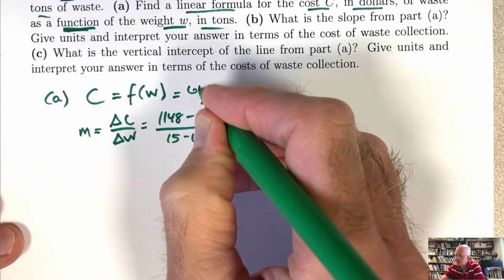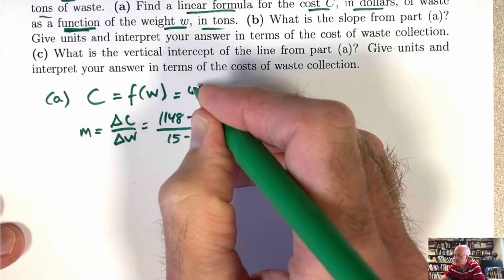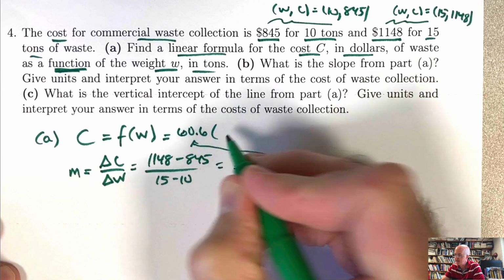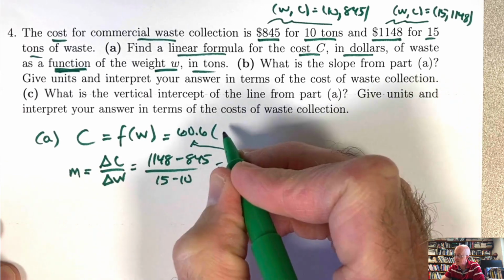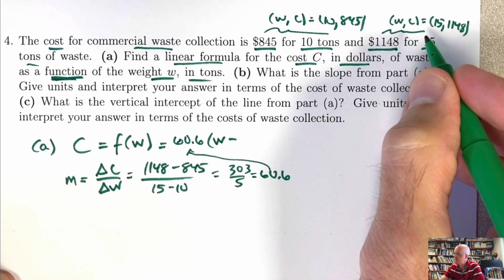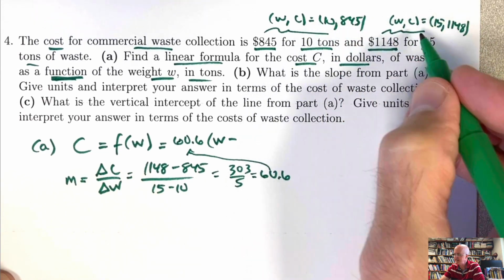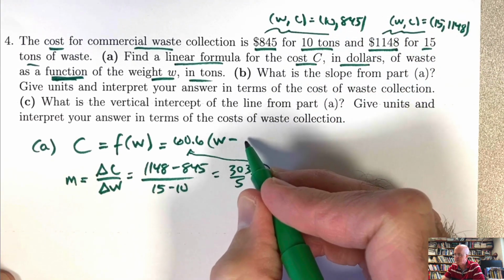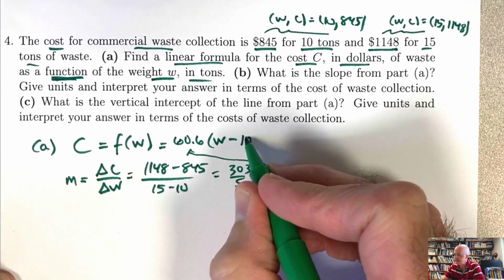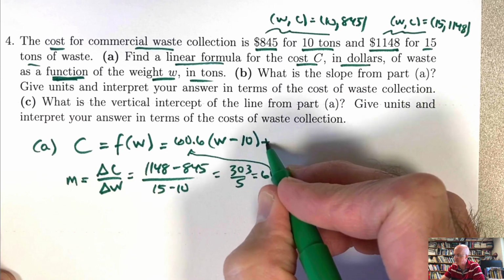I'm using, once again, point slope form initially. 60.6 is the slope. The independent variable is w, not x. Use a w here. You can use either point. I didn't really emphasize that before. You can use either point when I write point slope form. I'll go ahead and use the first point. So w minus 10 and then plus 845.